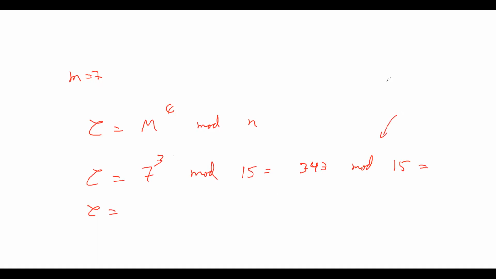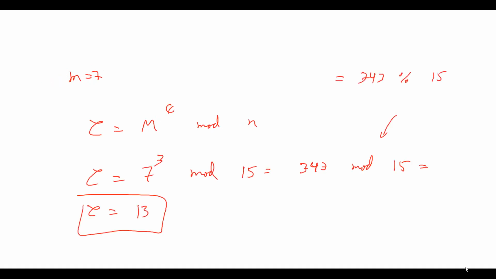Now, mod in Python, for instance, is a percentage symbol. You'll do some number, 343, percentage, 15, and so on. So this then gives us, let's say, 13, just some value. And now that's the cipher for 7. So now we want to proceed to decrypt it. So we want to do the reverse of that.